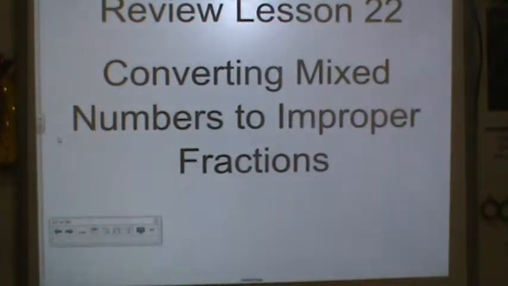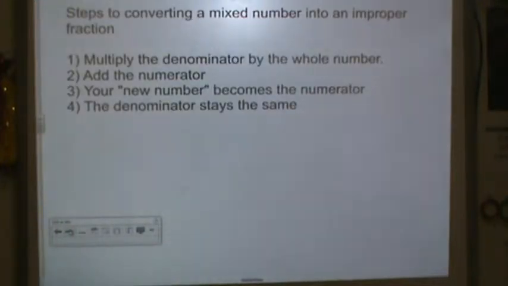Review lesson 22. We will be converting mixed numbers into improper fractions. So here are the steps. You multiply the denominator by the whole number. Add the numerator. The new number you create becomes the numerator. The denominator always stays the same.